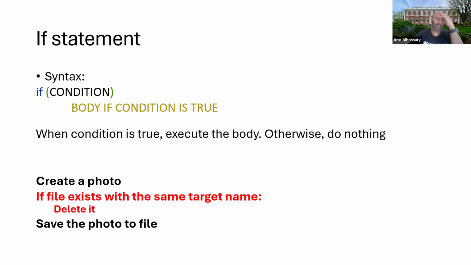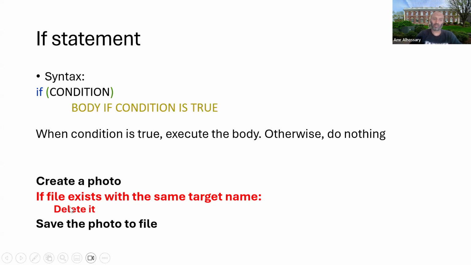One simple example here is when you take a photo and you want to save it with some name, let's say my photo, or let's say my journey. When you create a photo and you want to save it with a name, the system first checks if some file exists in the same location with the same target name. If there is something with this name, it deletes it first.